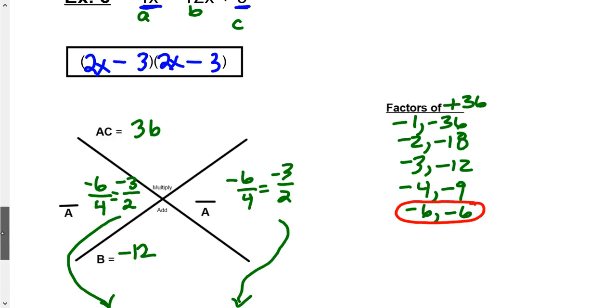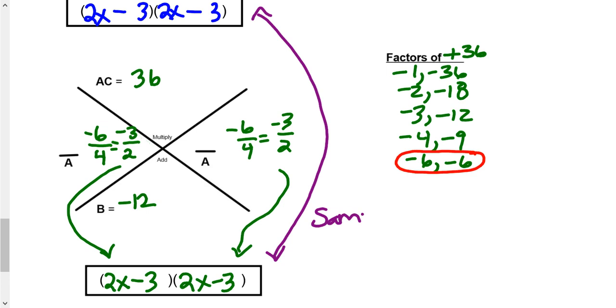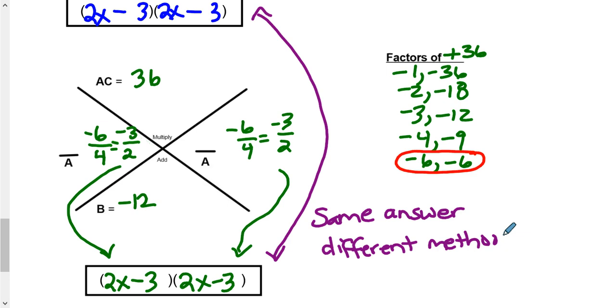And lo and behold, look at here. Exact same answer. Same answer, different method. All right. And that's factoring a difference of two squares and factoring a perfect square trinomial.